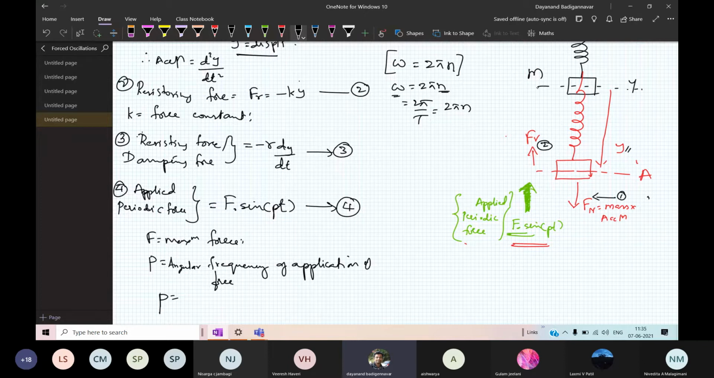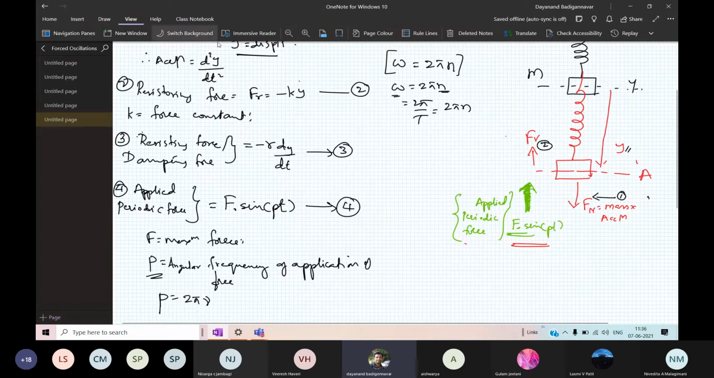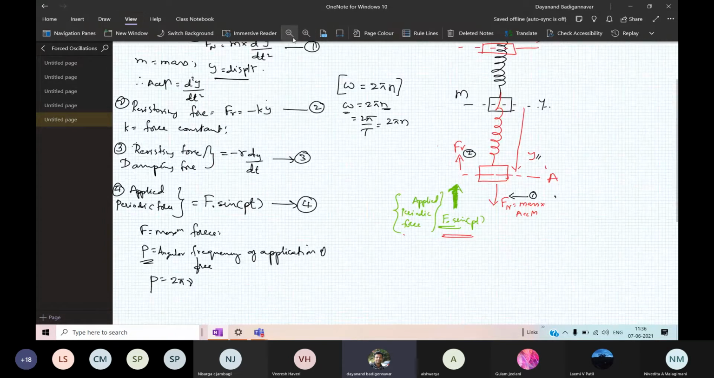Omega is the frequency of the oscillating body. Here likewise p is also an angular frequency. This can be written as 2 pi into mu. I told you earlier, every 2 seconds you have to apply the frequency. Okay, this is the system.